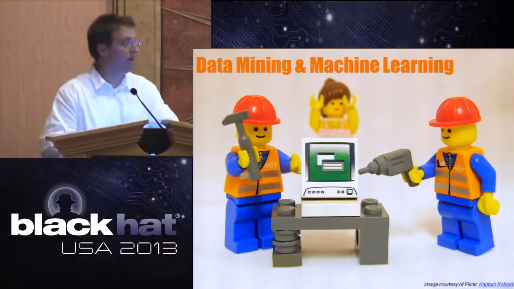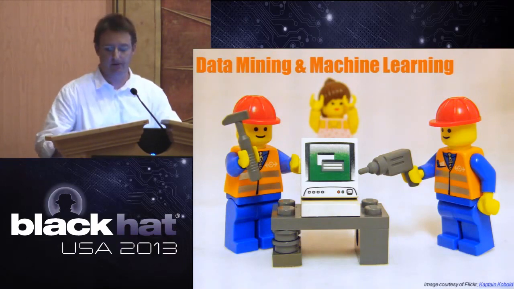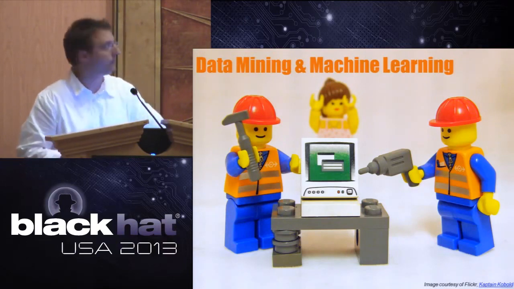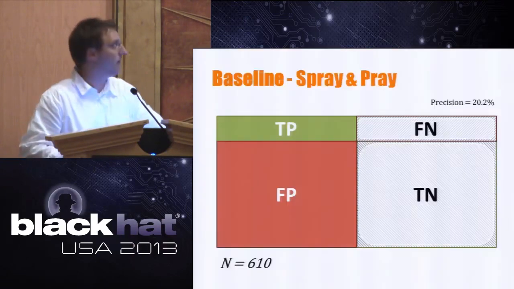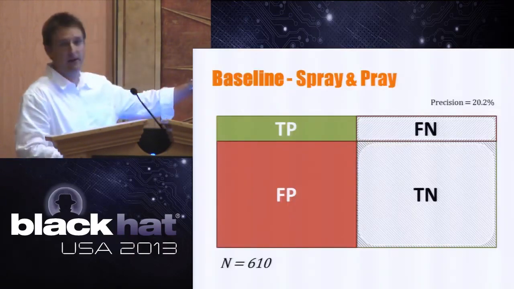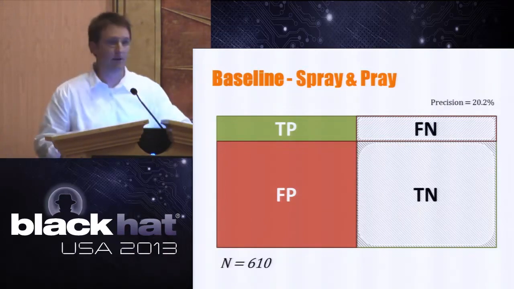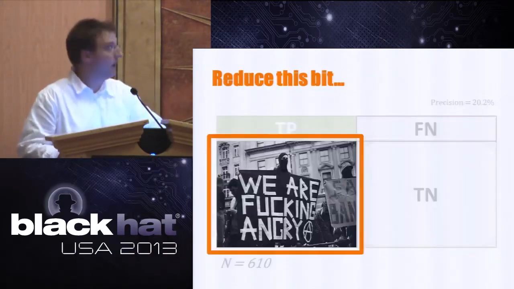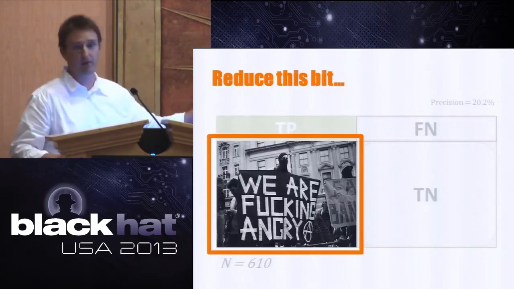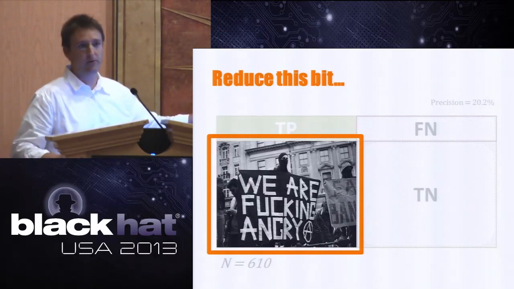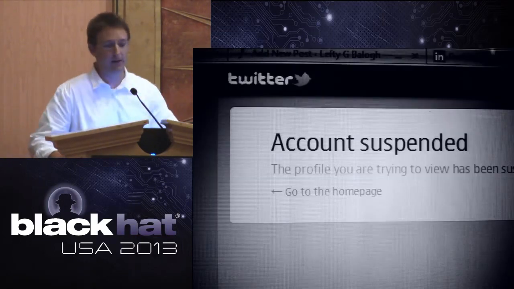So we'll move on to talk about the data mining and machine learning. This is where we switch to can we predict who's going to respond and who isn't, and improve the odds essentially of getting a response. So this was what our baseline performance looked like. About 20% of the population responded. And what we wanted to do is obviously reduce this bit, because the more of those there are, the more likely you are to end up with that screen.